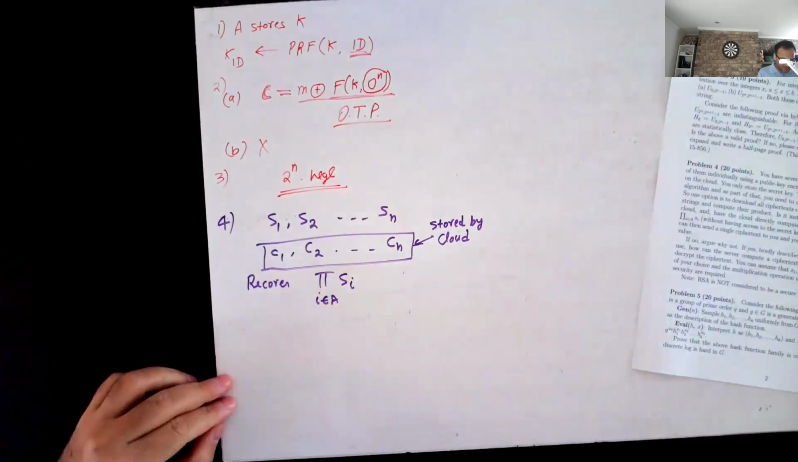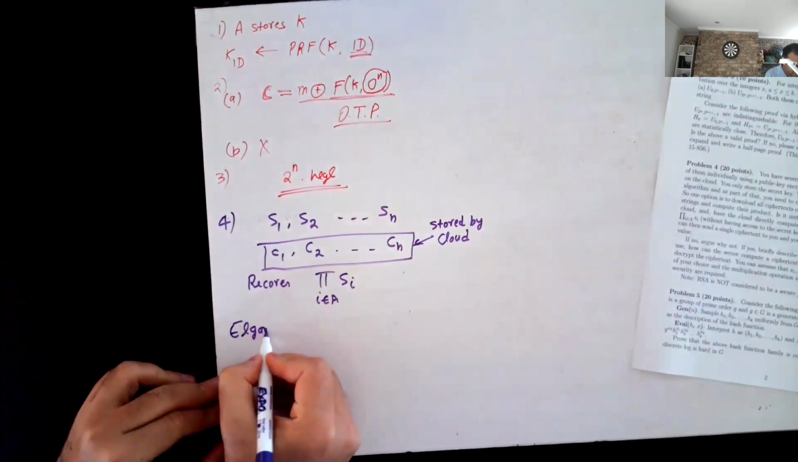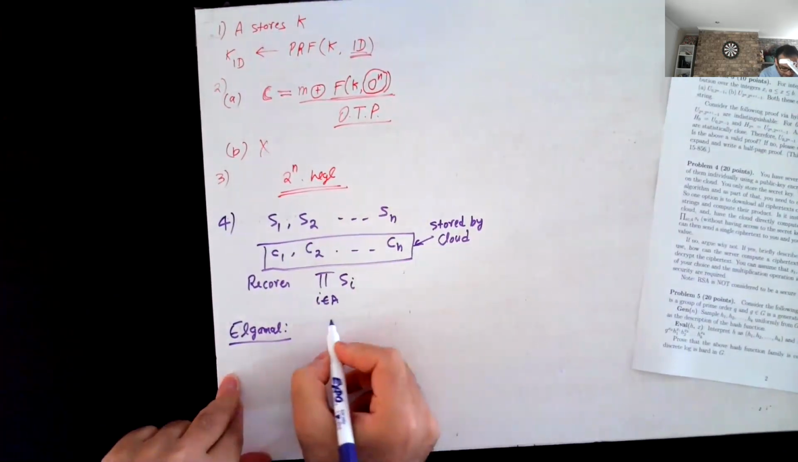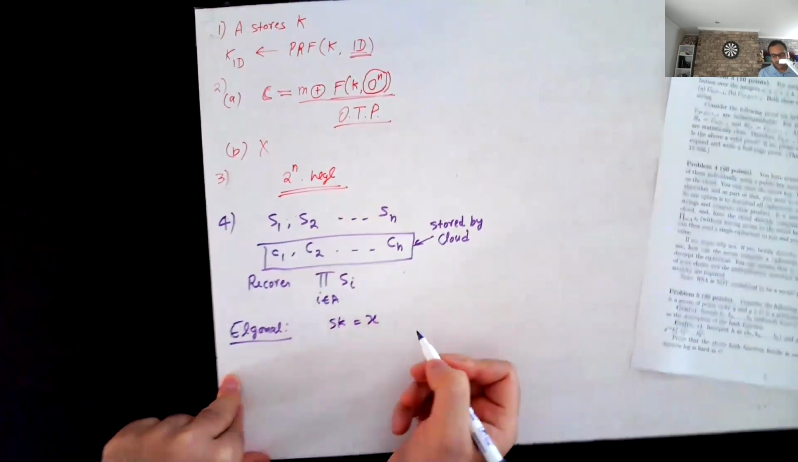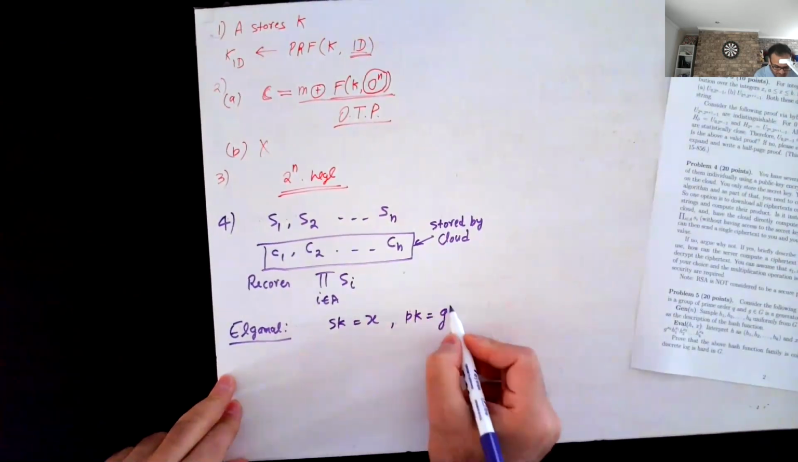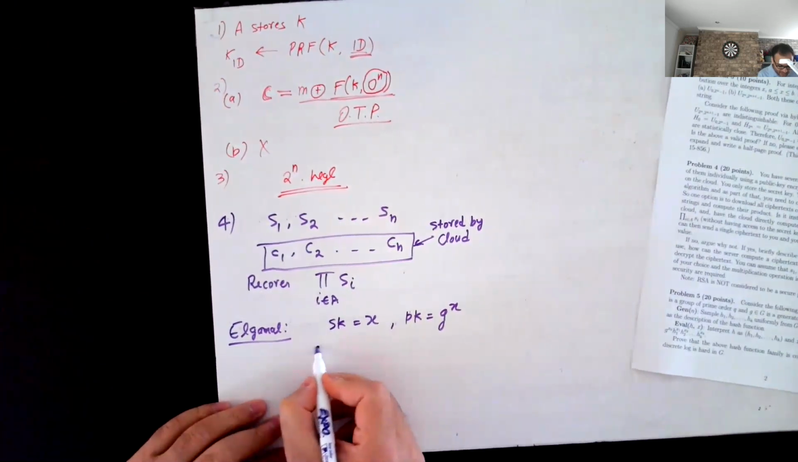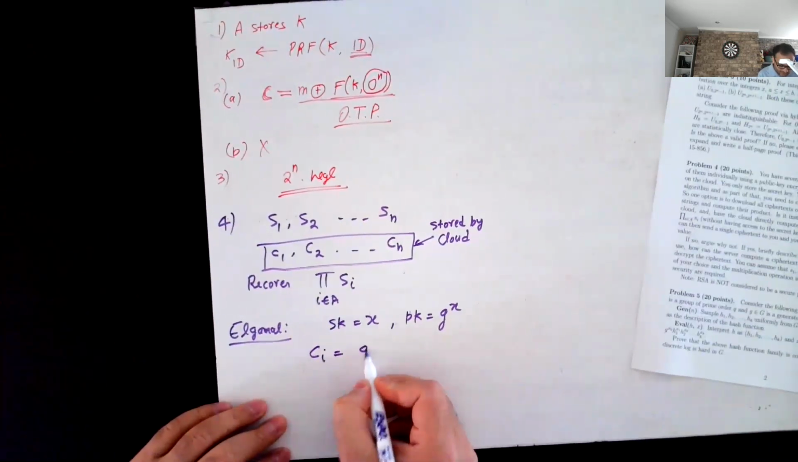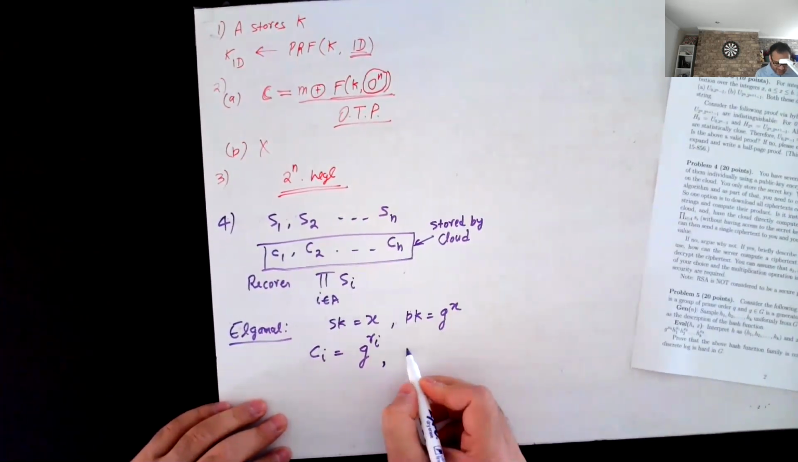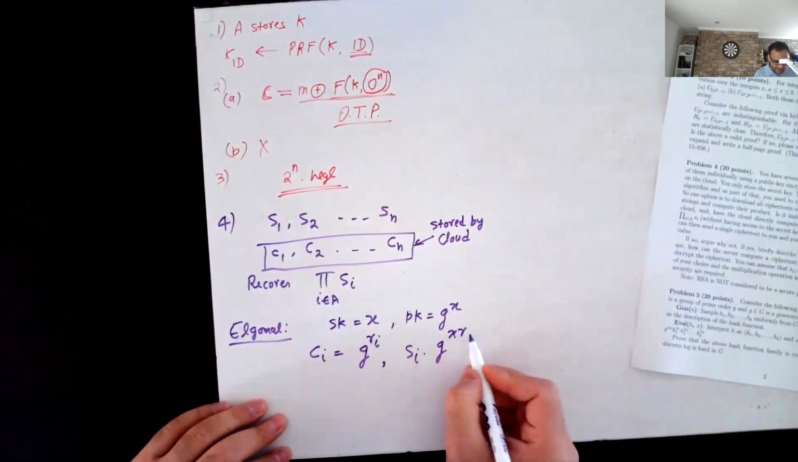Okay, so if you use ElGamal encryption, how does it work? Your secret key would be some, let's say, x. Your public key would be g to the power x. And your ciphertext c_i would be (g^{r_i}, s_i · g^{x r_i}).